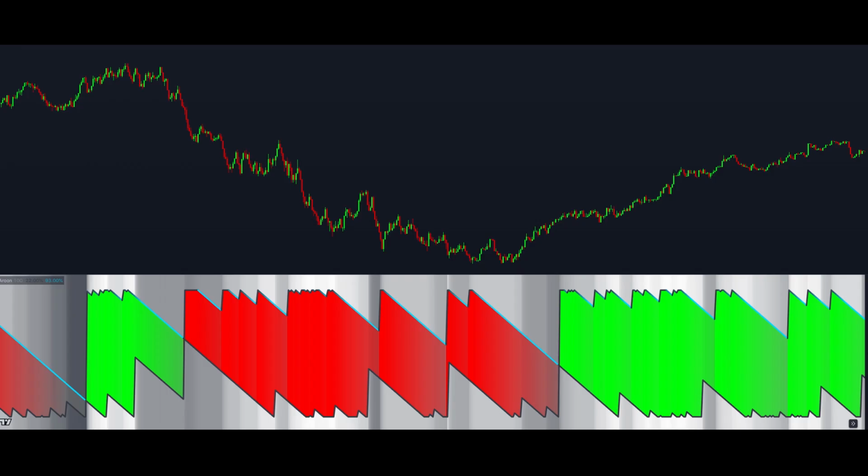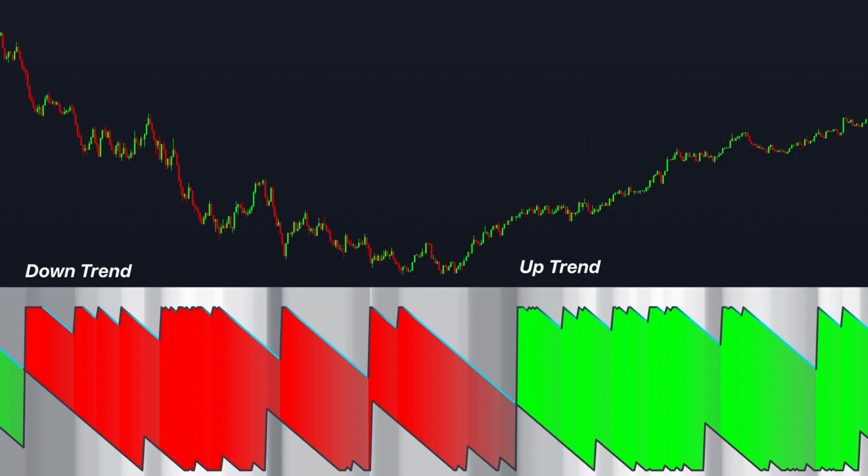Looking at this indicator, we see there's no longer an orange and blue line. Now the indicator changes color based on which line has a higher value. If the down line is above the up line, it turns red for a downtrend. If the up line is above the down line, it turns green.